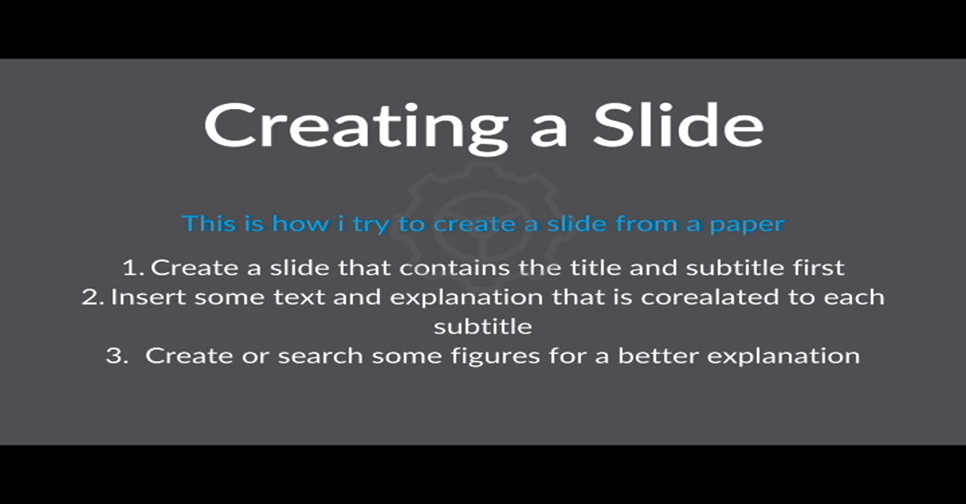The first thing I do when creating a slide is to create slides that contain the title and the subtitle first, like the big important things first. Then I insert some text and a little explanation correlated to each subtitle. That is what the audience will read. Just add a few words to catch people's attention, and then you explain it yourself, because you already understand it and you can explain it without looking at the slide.